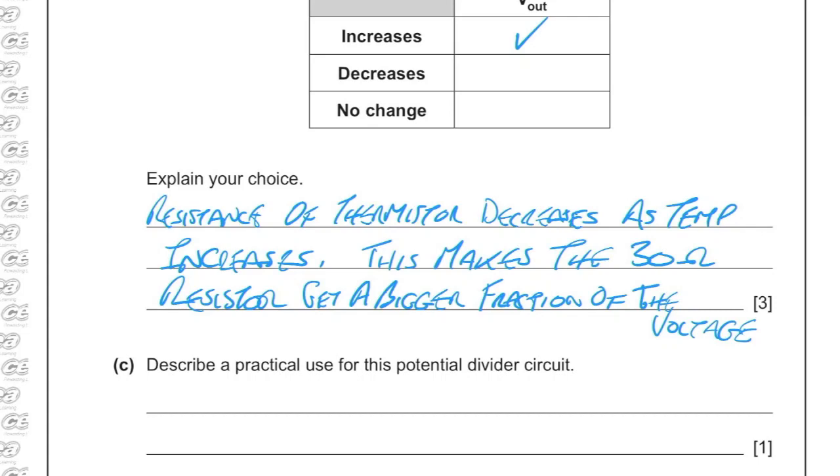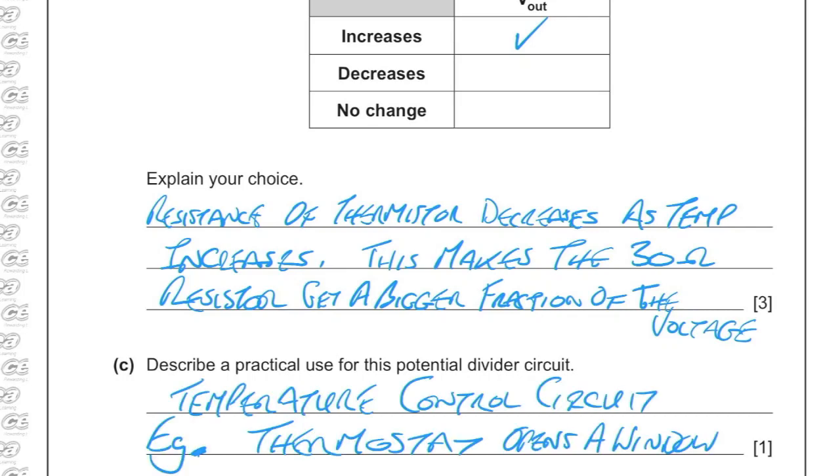A practical use for this circuit: some kind of temperature control, like a thermostat circuit. So some kind of application, e.g. a thermostat opening a window when a room gets too warm.